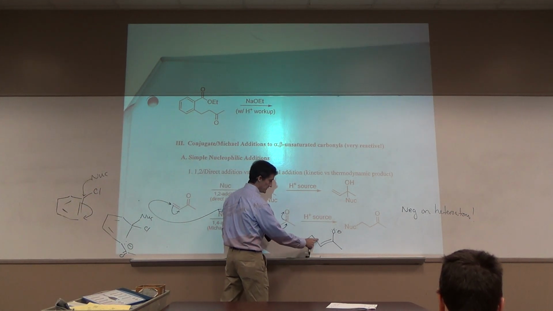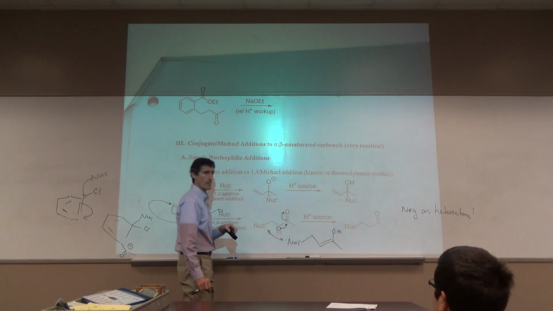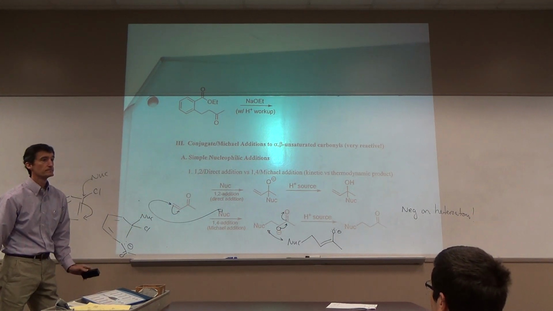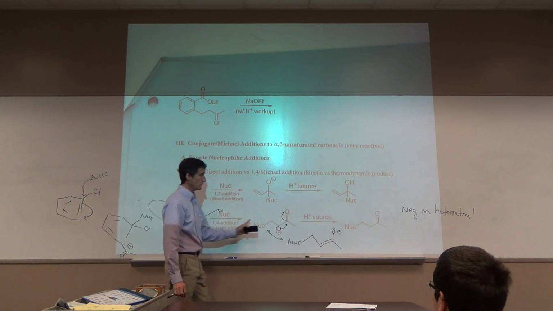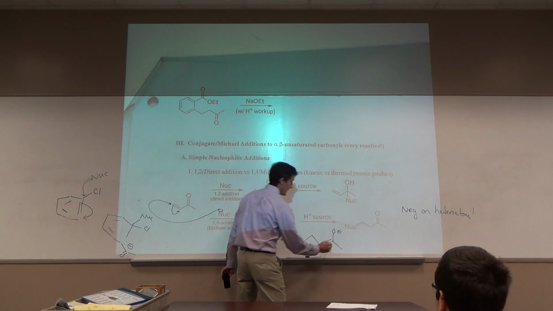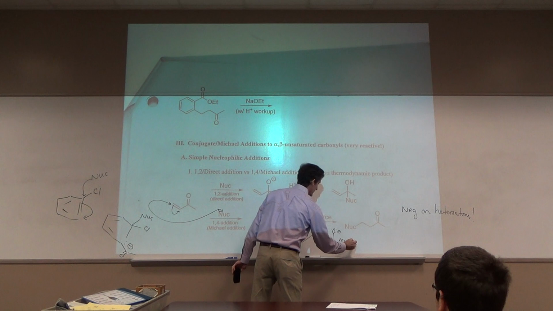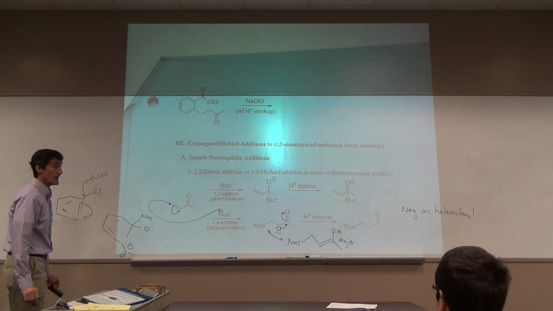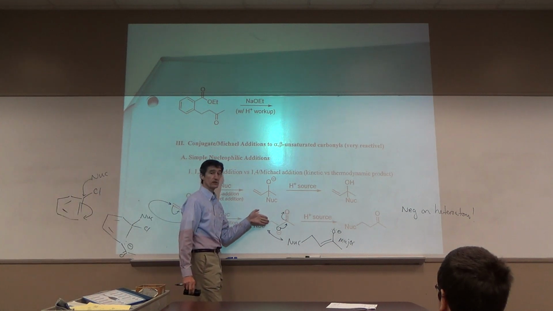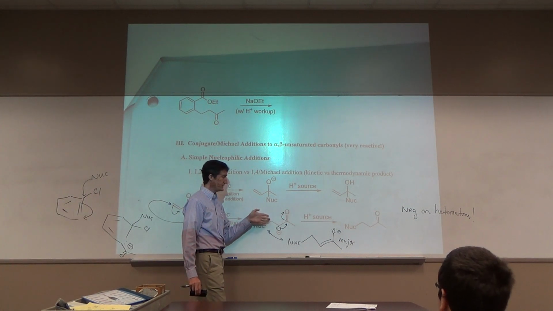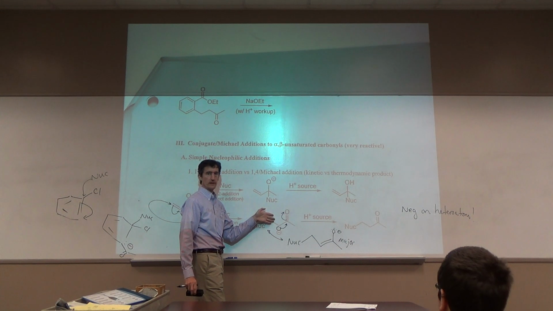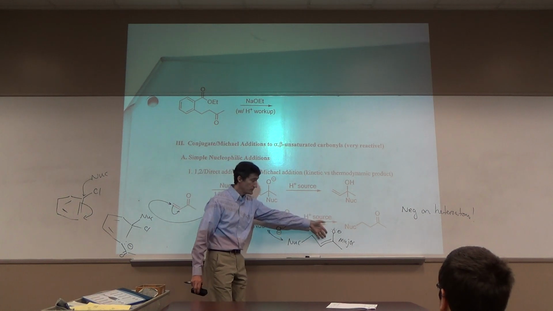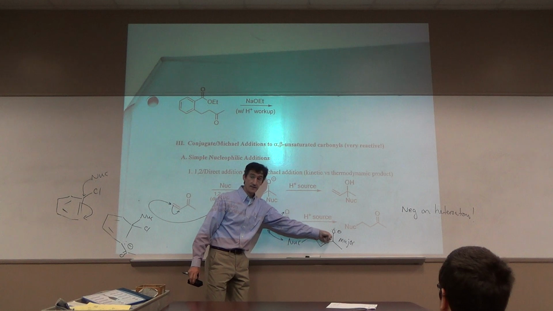By the way, which one of these is major, left or right? Which one's major? Why is that major? Negative on oxygen. I'm showing this structure here, but is this really the best structure for the actual species? No, because that's the minor one. There's your major. This anion looks more like this.